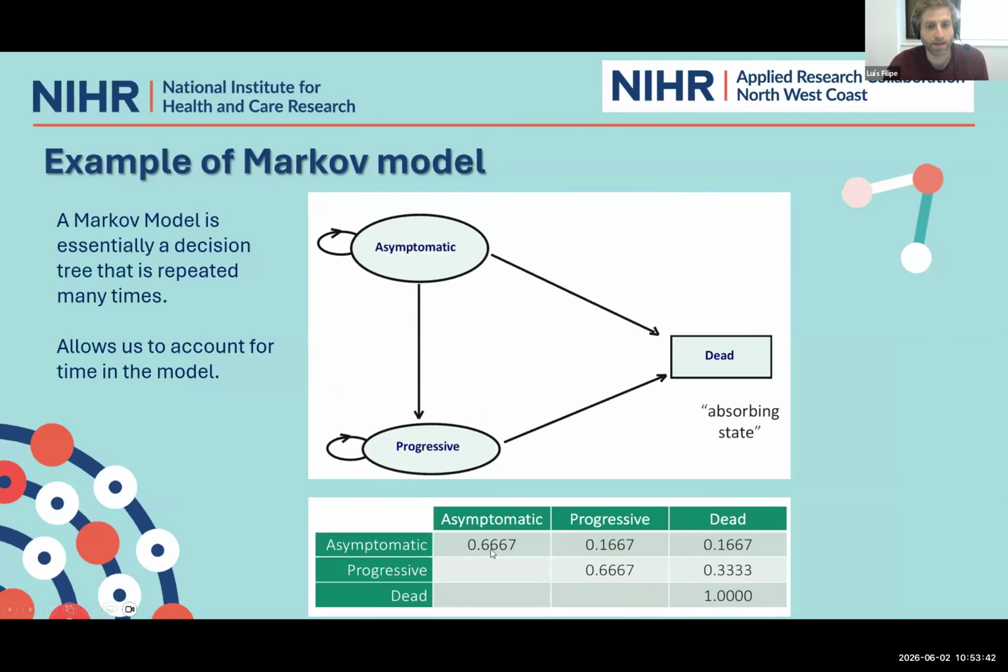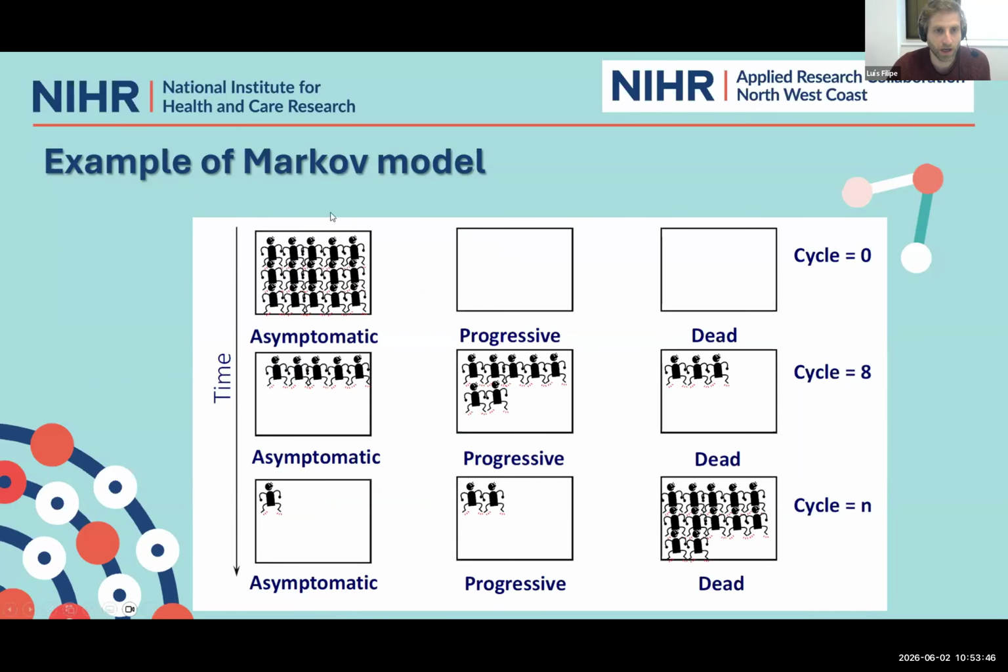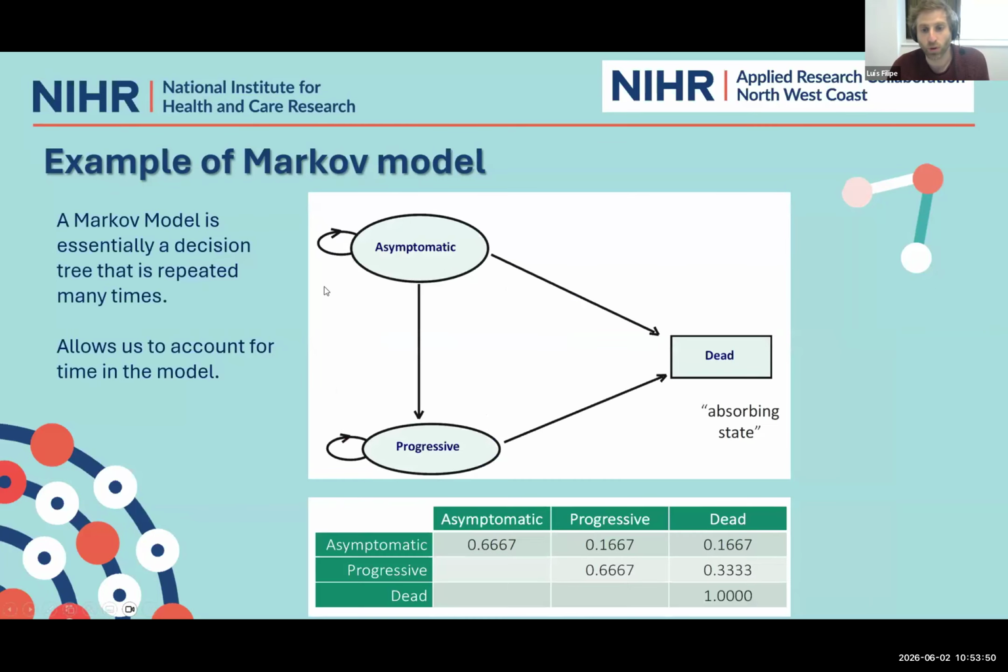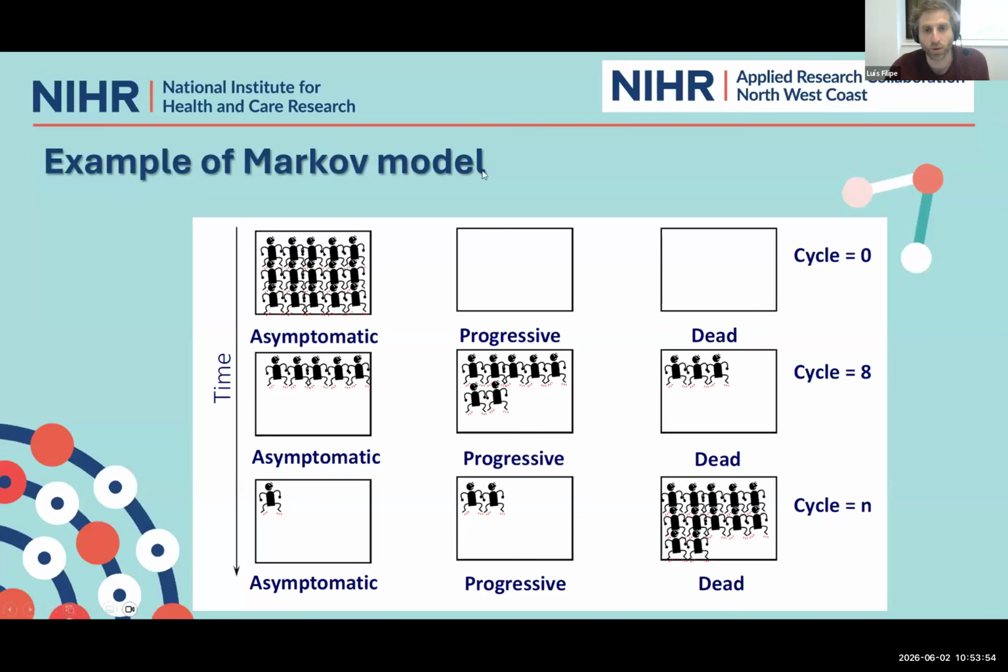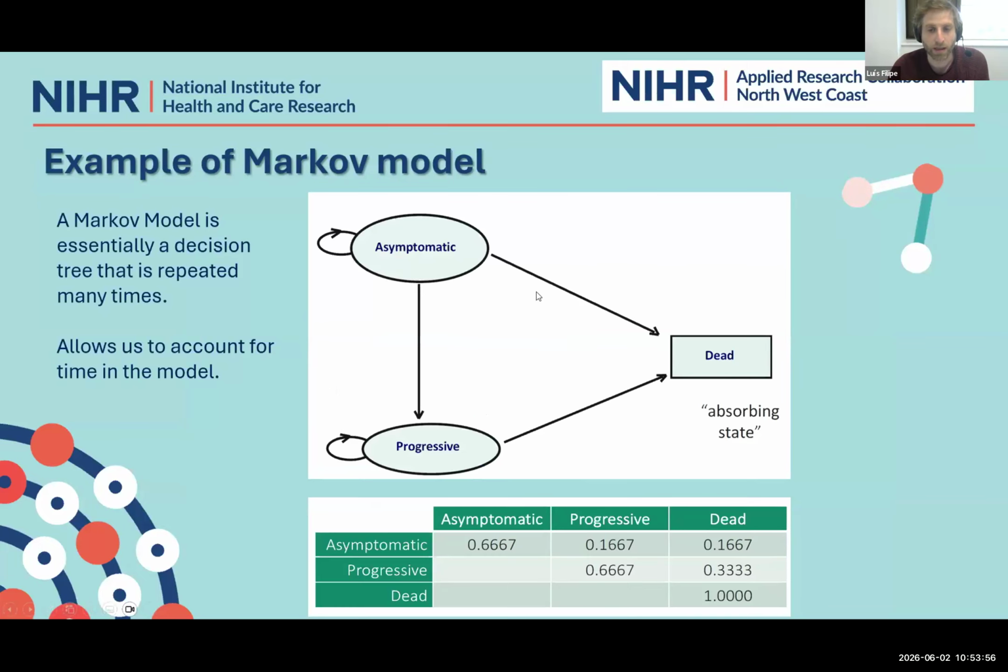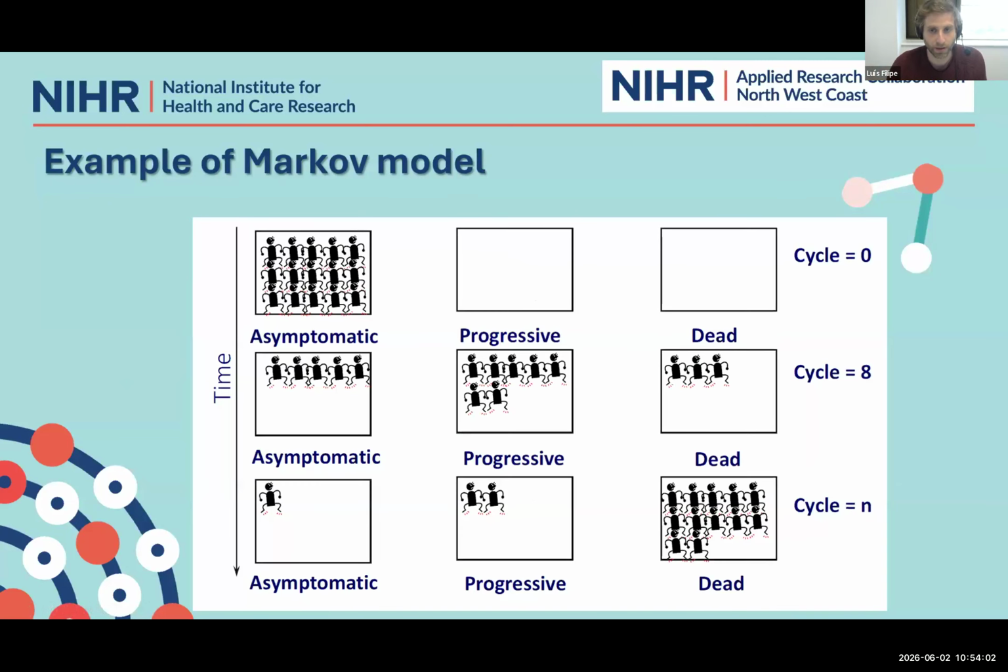You know that 66% of these people here are going to stay in the asymptomatic state. And you know that 16% of the people are going to go into the progressive state. And you know that 16% again of the people are going to go into the death state. So that is what you would see from cycle 0 to cycle 1. You would see precisely that.